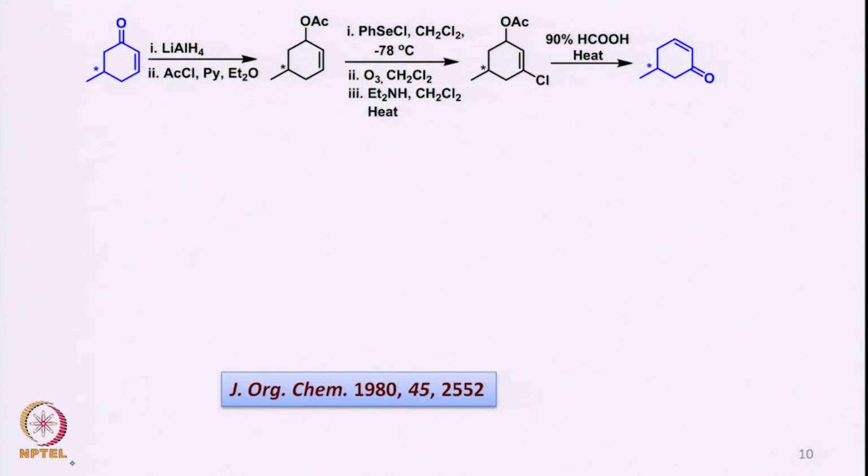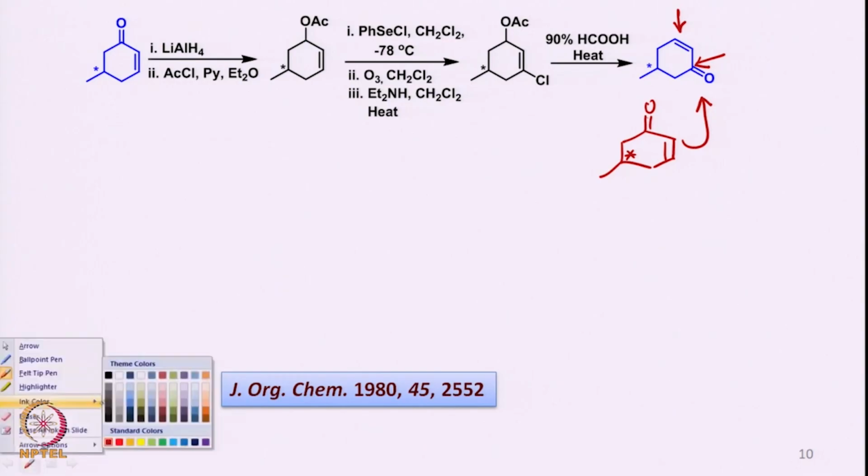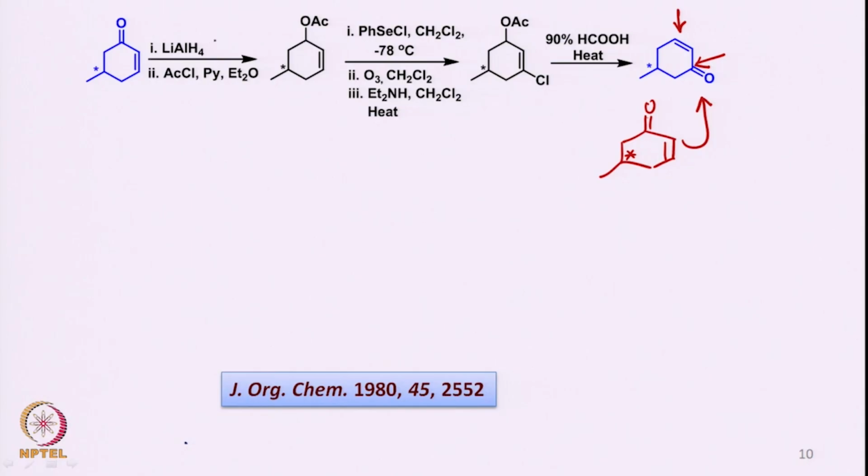Now if one wants to do a simple 1,3 enone to the corresponding transposed 1,3 enone, say for example you have this and you want to convert it into this, where the ketone position was here and now we have made it here, another method, which was published in 1980, is that we reduce the ketone to the corresponding alcohol with lithium aluminum hydride, and then you acetylate it by means of acetyl chloride and pyridine, or we can use acetic anhydride to form the corresponding acetate.